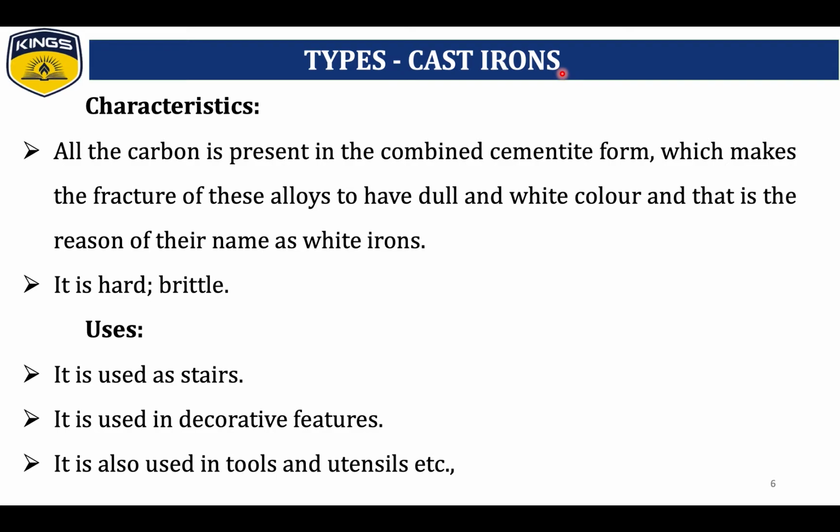Carbon is present in the combined cementite form, which makes the fracture of this alloy have a dull and white color. That is the reason for their name, white cast iron. And this material is hard and brittle, used as cast stars, decorative features, tools and utensils, etc.